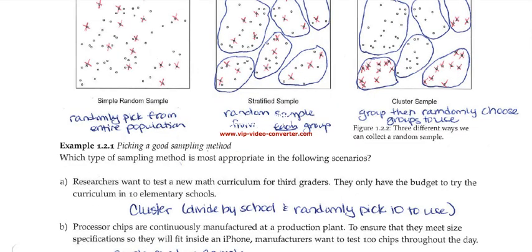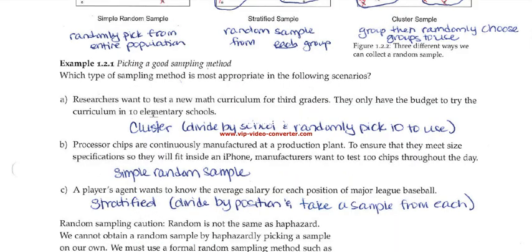So here's a quick example of which sampling technique we'd be looking at. If researchers want to test a new math curriculum for 3rd graders, but they only have the budget to try it in 10 schools, that would be an example where we could use cluster sampling. Maybe we have 30 schools, but we can only use it in 10, so we randomly pick 10 of the schools, and we use everyone in those schools.